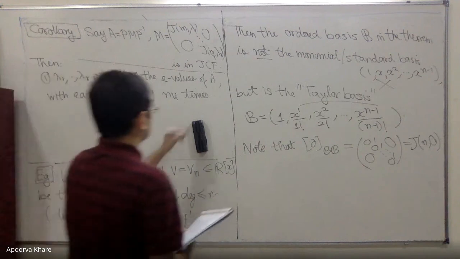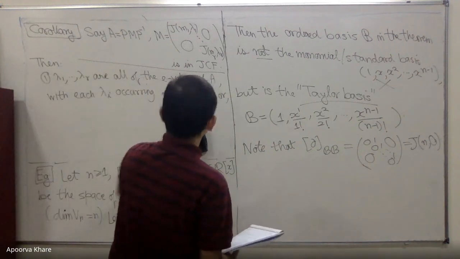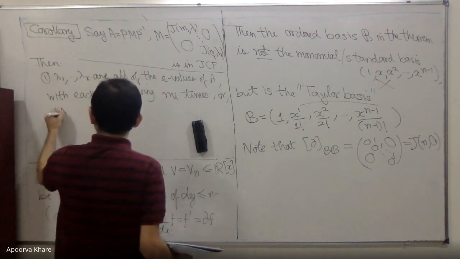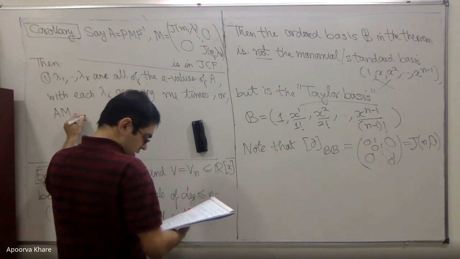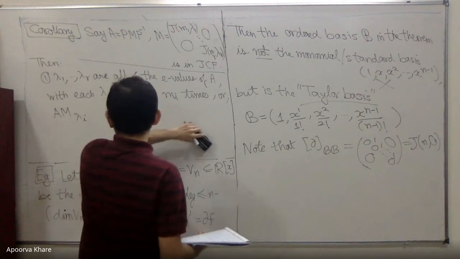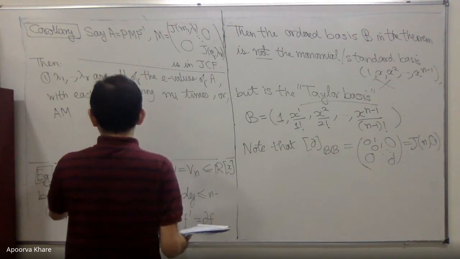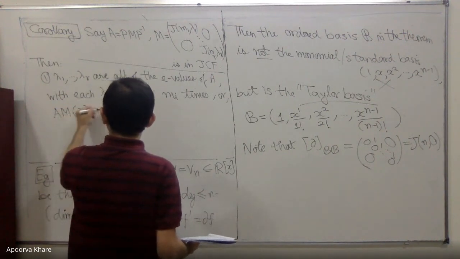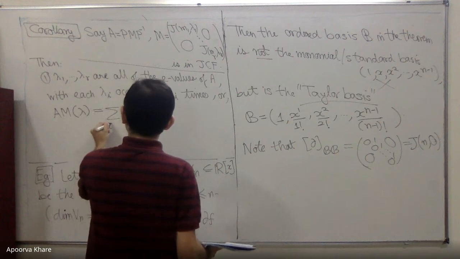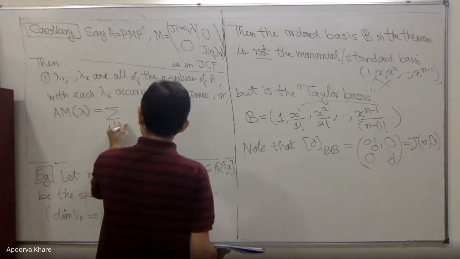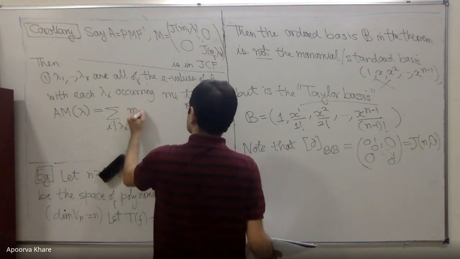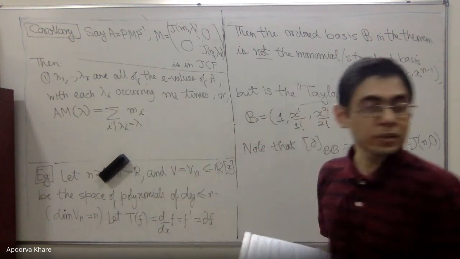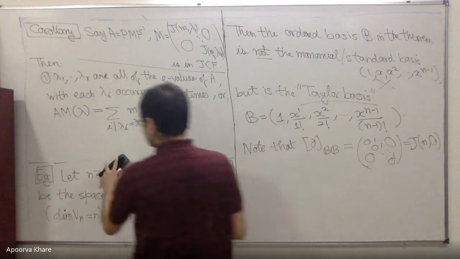Or rather, more precisely, the algebraic multiplicity of lambda, for any lambda basically, is the summation over all the I such that lambda I equals lambda of mi. Right? The mi is the dimension of that, so yeah, the number of times that root occurs.